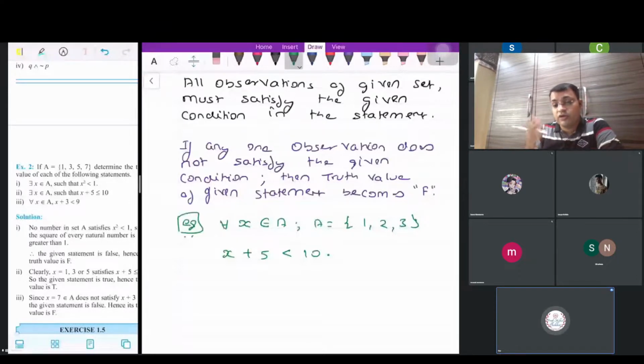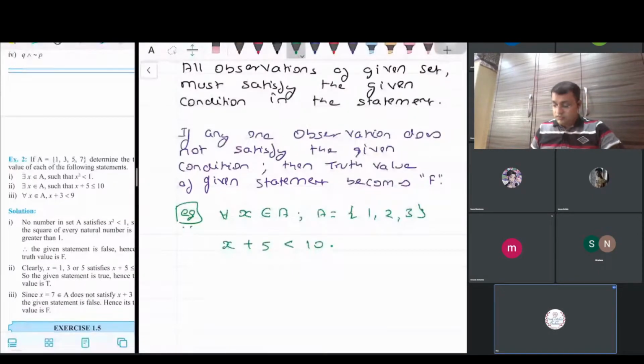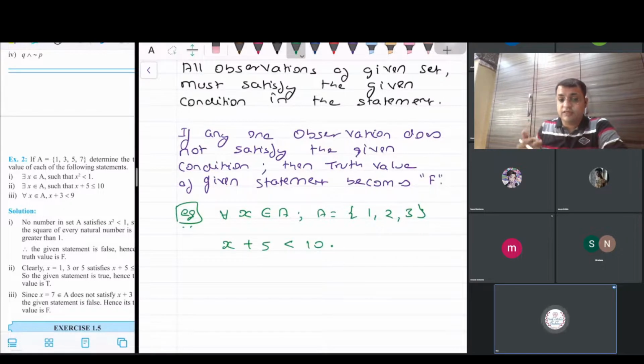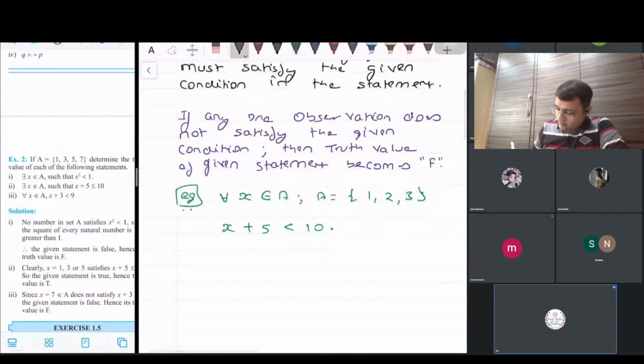So we have to think of all the observations. We think of all these observations and identify whether, if I add each value of x to 5, the answer will be less than 10. If it is correct for all the values, then the truth value of this statement is true. If any one value does not get satisfied, then the answer has to be false. So let me check. We will do that in rough work, okay? You don't have to show that working in the exams or in the papers.